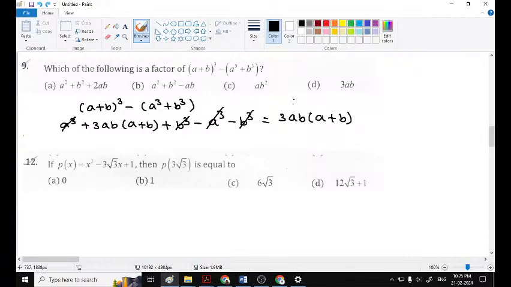So 3ab is a factor of this simplification. So option D is correct.